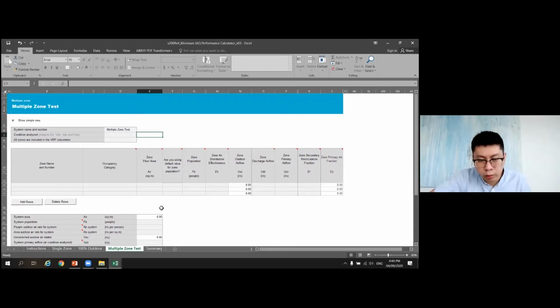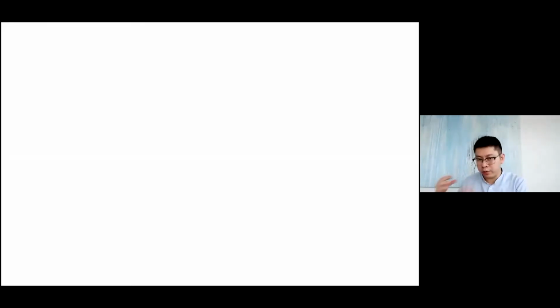Multiple zone has a bit more data to key in. But what does it mean by multiple zone? For single zone, you have an AHU or FCU serving one zone, then you have fresh air coming in, either going into the AHU and directly into the space, or you have 100% outdoor air, with a primary AHU serving all those areas, supplying dedicated OA into those spaces. But multiple zone is different.